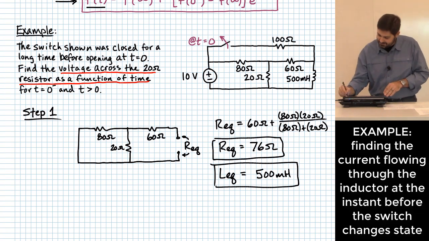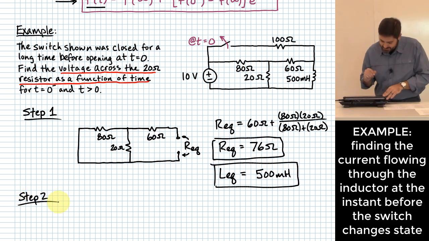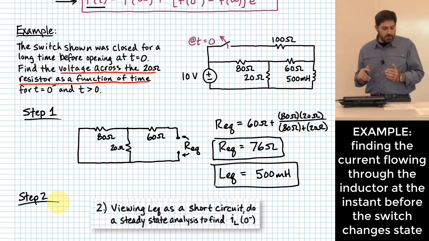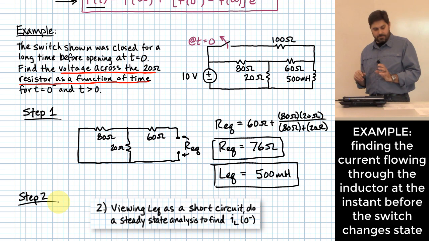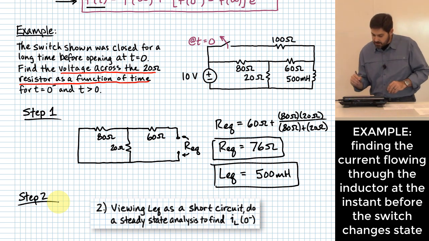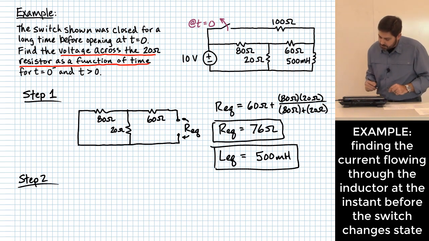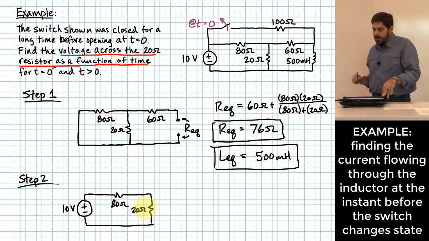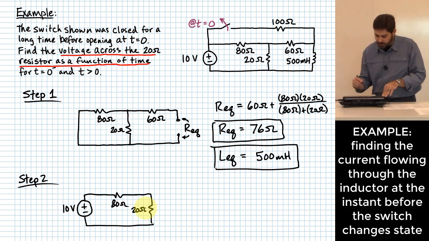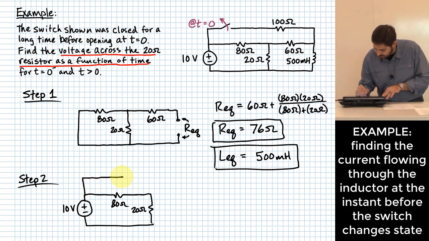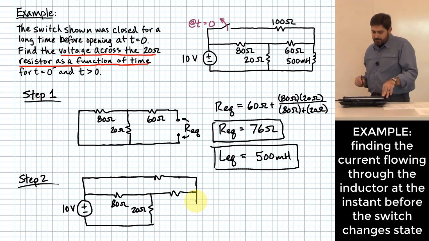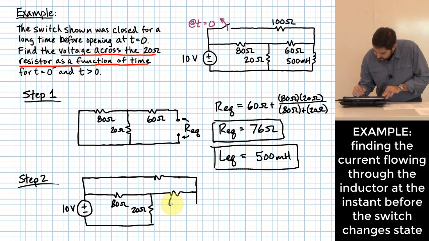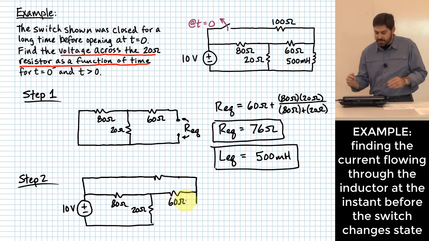What do you want to do next? Step two. Step two says, viewing LEQ as a short circuit, do a steady state analysis to find the current through that LEQ at time 0 minus. What does this circuit look like at time 0 minus? I have 10 volts here. It goes through my 80 ohm resistor, and goes down through a 20 ohm resistor. At time 0 minus, what state is the switch in? It's closed, so I cannot ignore this extra leg that I have up here. But because this has been in its steady state condition for a long time, right?